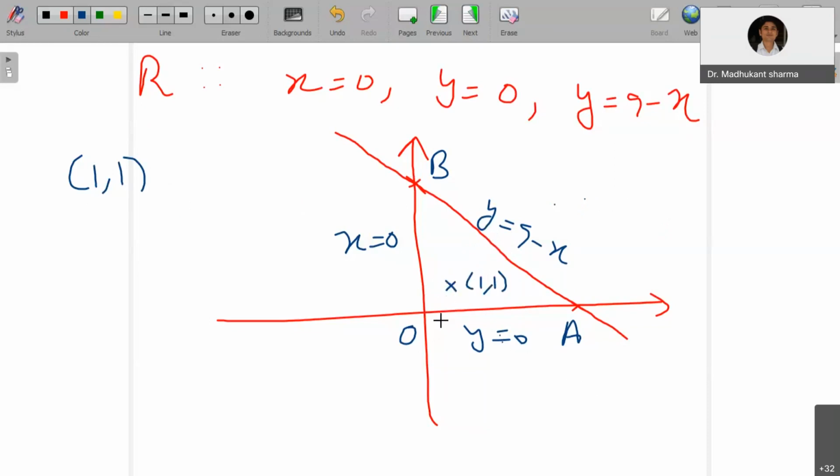So y equals x will cut this line at the point (9/2, 9/2), and certainly 9/2 is greater than 1. So you can easily decide that (1, 1) is an interior point. So first you have to verify whether the critical point is an interior point or not, or you have to discard those points which are not interior points of this triangle.